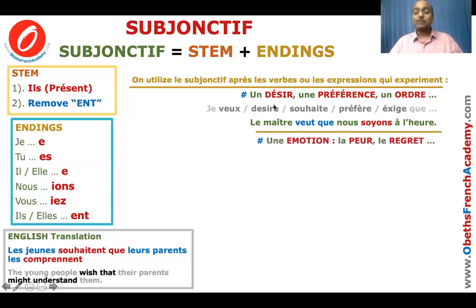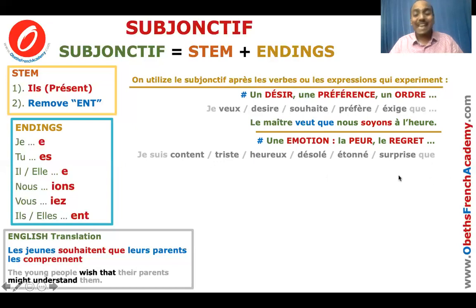Next one, an expression that talks about an emotion like fear or regret, like these expressions: je suis content que, I'm content that, je suis triste que, I'm sad that, je suis heureux que, I'm happy that, je suis désolé que, I'm sorry that, je suis étonné que, I'm surprised that, je suis surpris que, I'm surprised that. And after these expressions, if you find a verb, that verb should be in subjunctive. For example, the expressions like je regrette que, j'ai peur que, c'est dommage que.